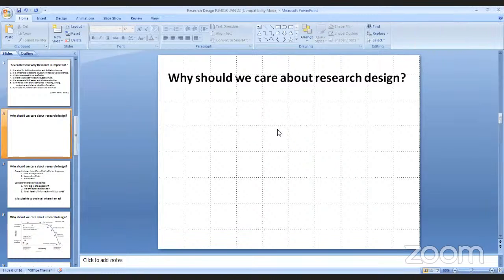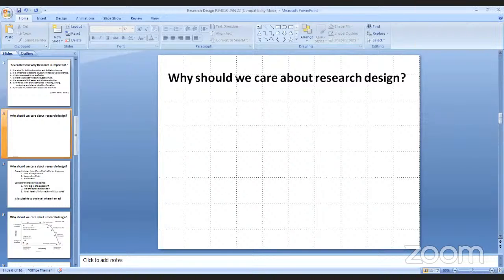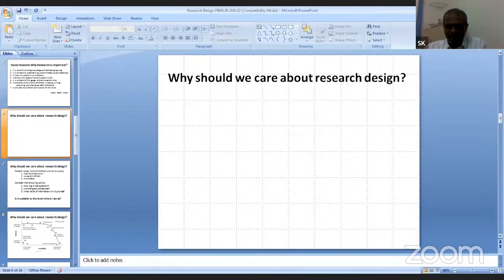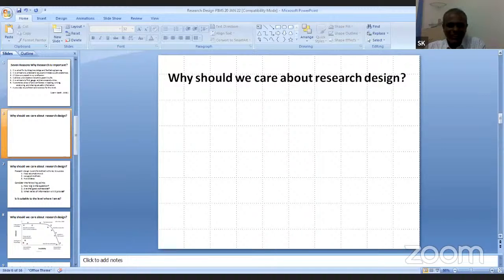Anybody else? Why should anybody care about research design, especially us trying to do research? Anybody? There are more than 120 participants. So 1 out of 120 is less than 1%. Let's make it 1%. We can do a very systematic research. Say one more time, madam. We can do a research in a very systematic way, sir. Correct. If you have a better design, you can do systematic work.